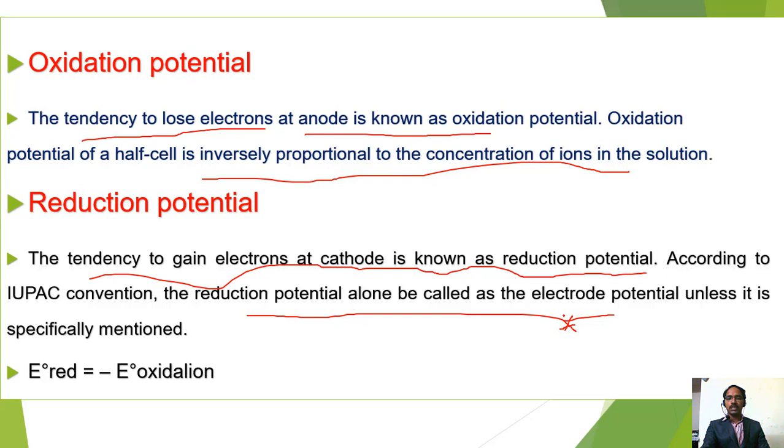Wherever you read in any book that the electrode potential value is some x, that means it is the reduction potential value only. Next, what is the relation between reduction potential and oxidation potential? The numerical value is the same, only the sign convention is different. You can see here E reduction equals minus of E oxidation.